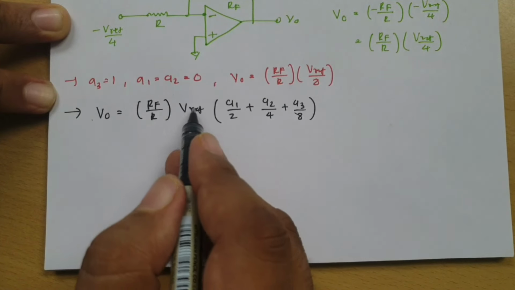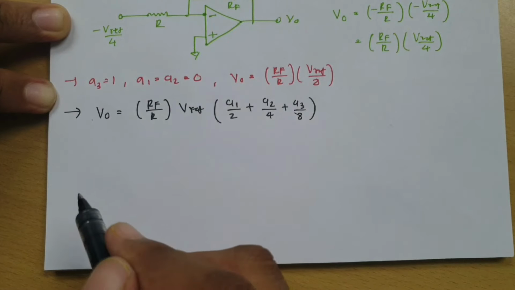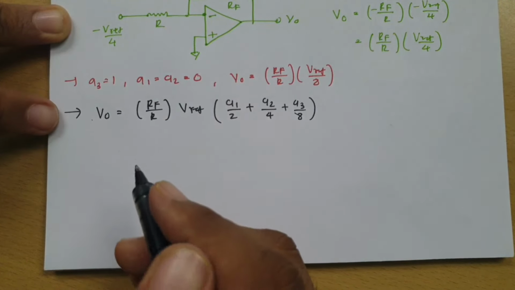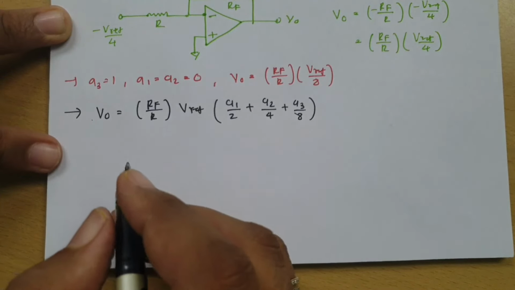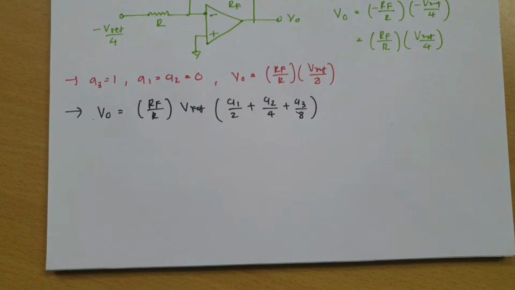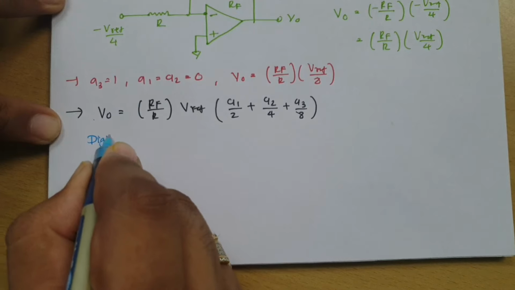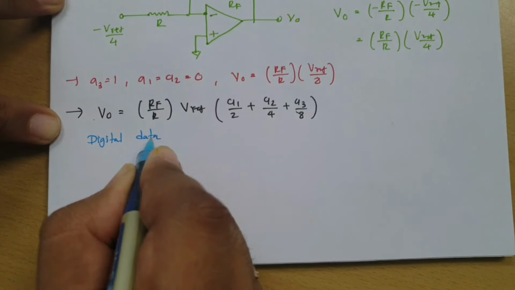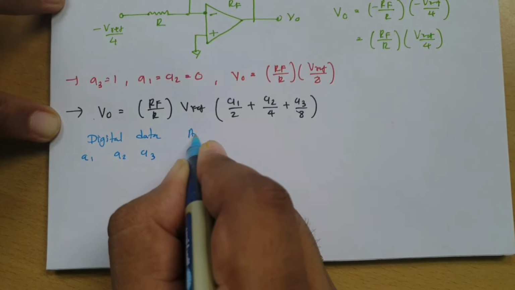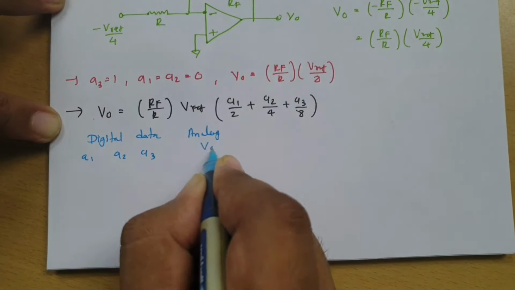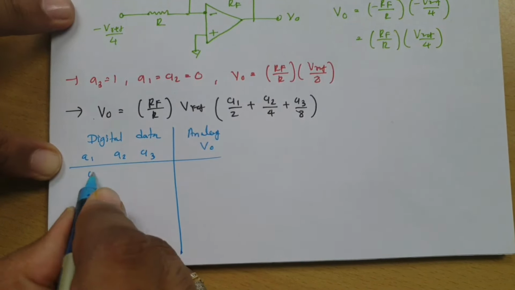And here we have considered a negative reference voltage, so the resultant output is positive, right? Now based on this we can identify the analog output, right? So if you write a table of digital data, that is A1, A2, A3, and our analog output V0, then you will find there are a total of 8 combinations.